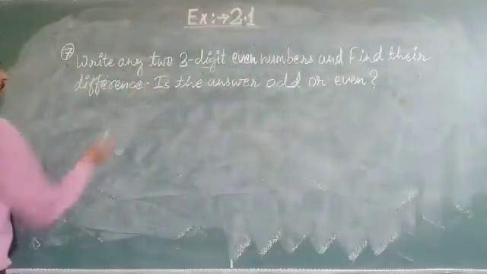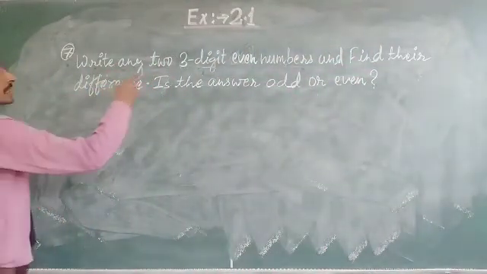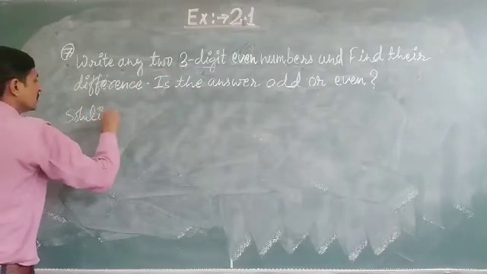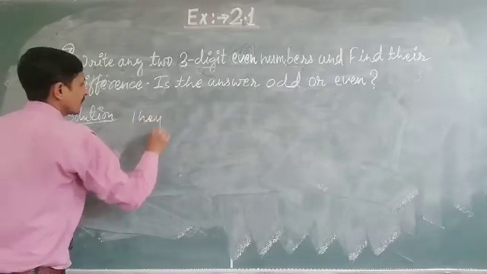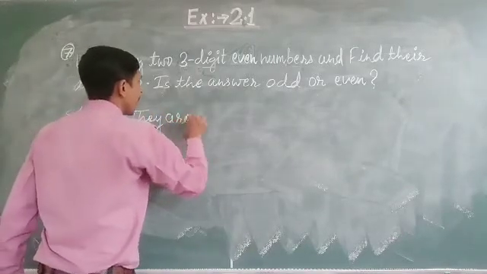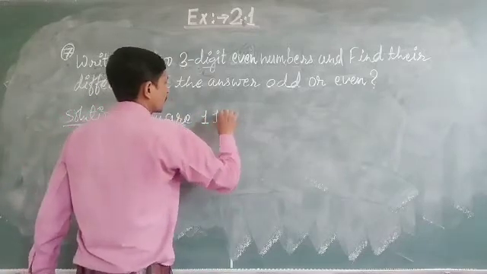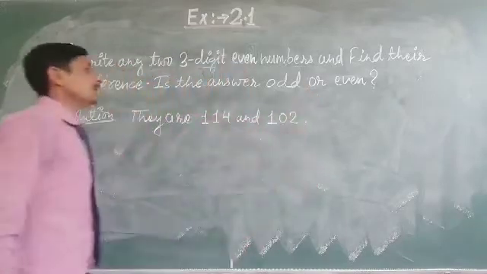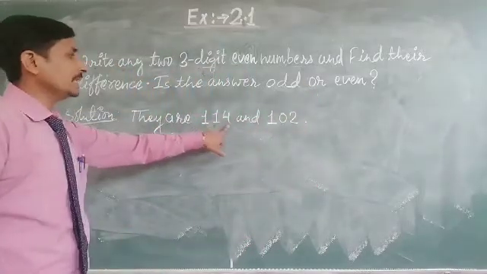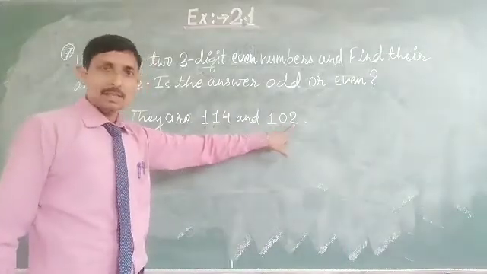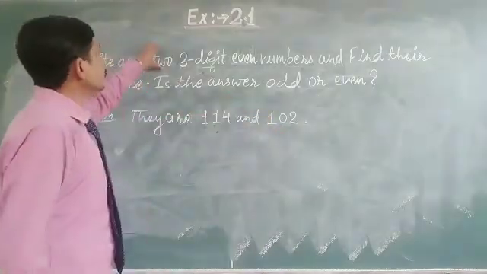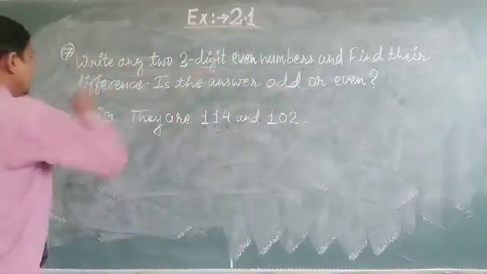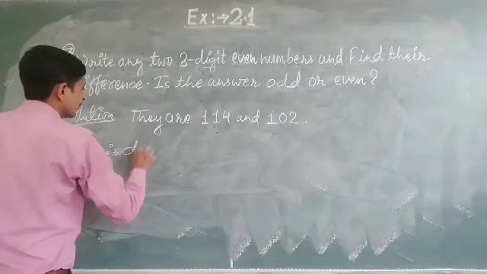So first of all we have to write three digit even numbers, so they are 114 and 102. So these two are, you see, 3 digit even numbers. These are two 3 digit even numbers. And what we have to do is find the difference. Now therefore difference.